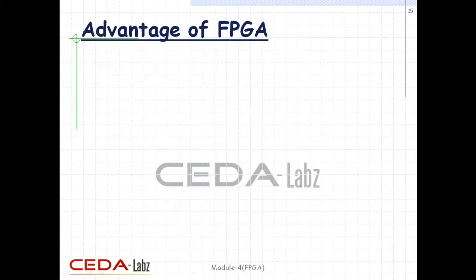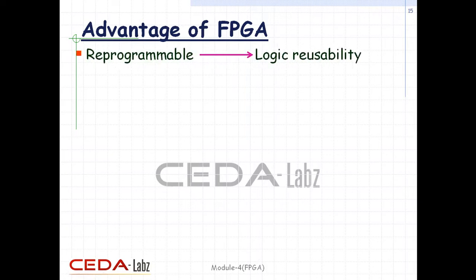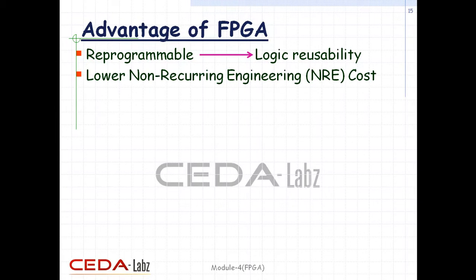Now coming towards advantages of FPGA. The first advantage of FPGA is that it is reprogrammable. We can reprogram it again and again according to our needs several times. The second advantage of FPGA is that it has low non-recurring engineering, that is, NRE cost, compared to other traditional ASICs. NRE cost refers to the one-time cost to develop a new product.